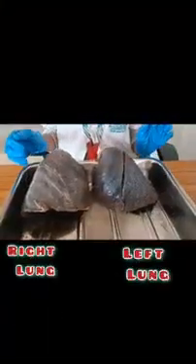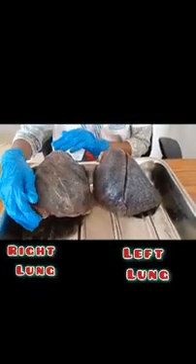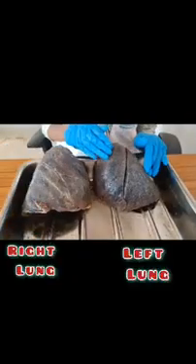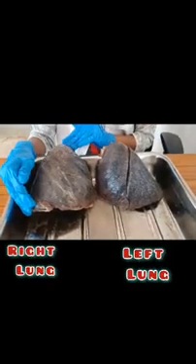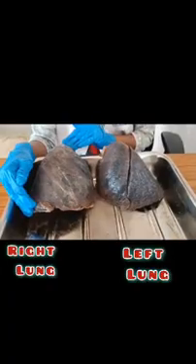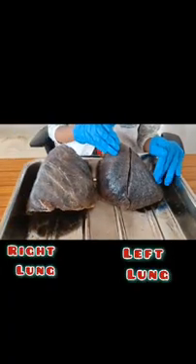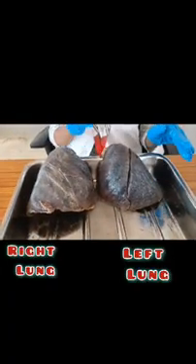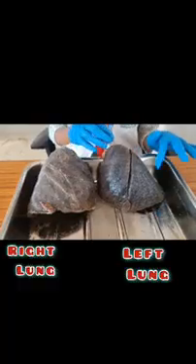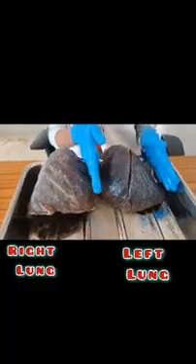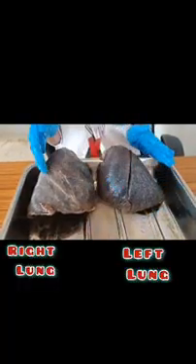Now, let's look at the differences between the right and the left lung. So, this is the right lung and this is the left lung. We can see that the right lung is thicker and broader than the left lung. The right lung weighs about 700 grams, whereas the left lung weighs 50 to 100 grams lower than the right lung. The left lung is longer and narrower than the right lung.